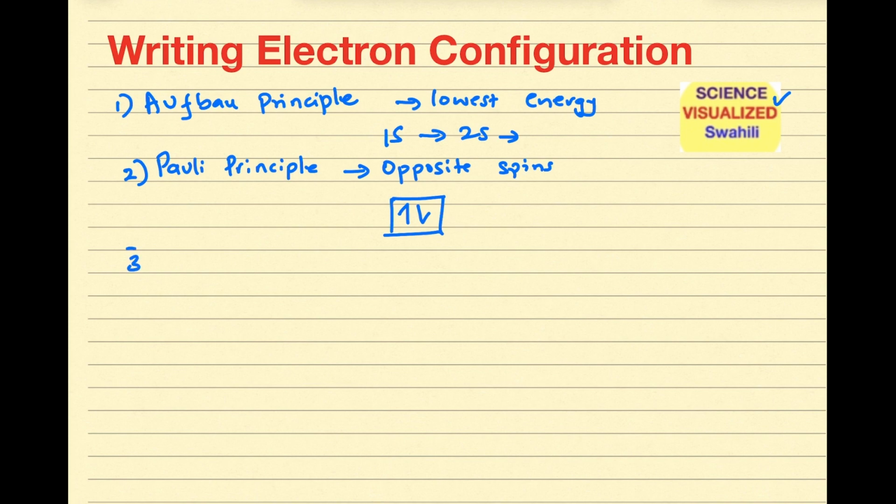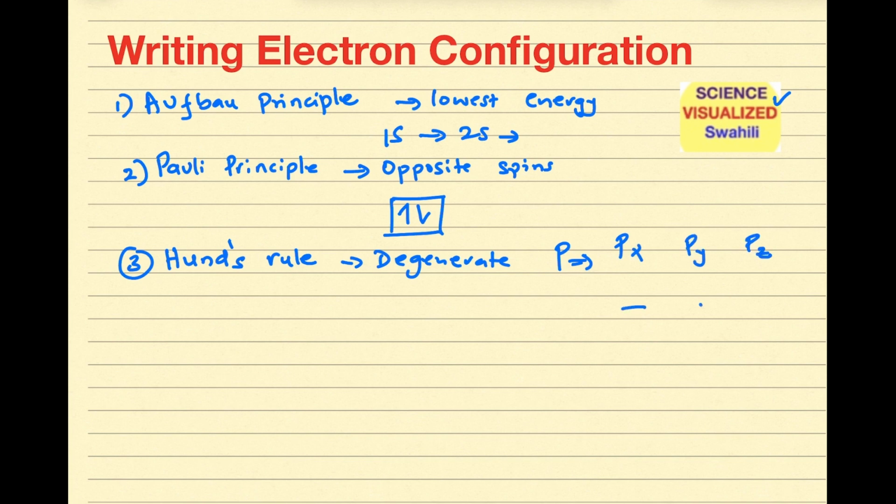The third rule is called Hund's rule. And this states that if you have degenerate orbitals, so degenerate means the same energy level. So for example, p orbitals, remember p orbital has px, py, and pz. So all of them have the same energy. Now, if you have one electron, so that's the number of electrons, and you want to fill these p orbitals, that one will just go into one of the orbitals. It doesn't matter whether it's px, py, pz, because they're equal in energy.